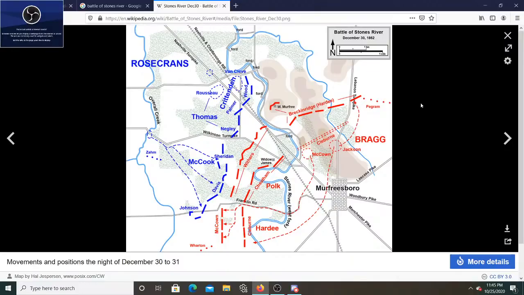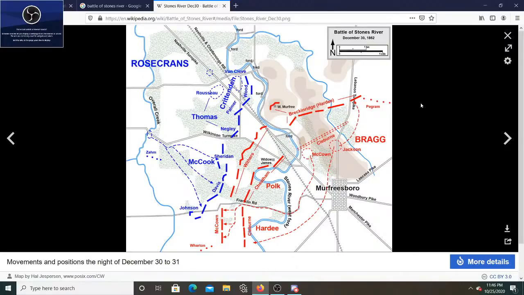The main battle is fought on December 31st, and on January 1st there's just skirmishing. January 2nd, Bragg launches a very foolish attack on Rosecrans' left flank. The units that attack are slaughtered, in particular the Kentucky Brigade. This is where they got their nickname, the Orphan Brigade, because apparently General Breckinridge rode amongst the men yelling, my orphans, my poor orphans.